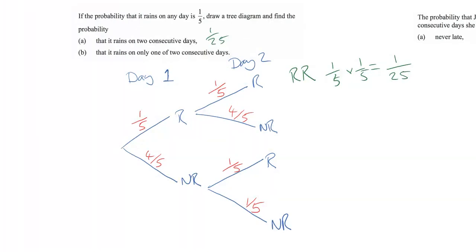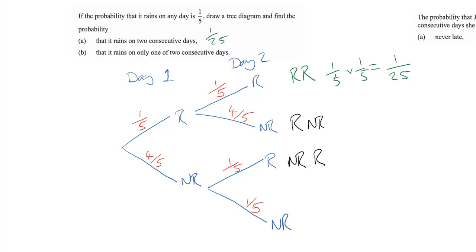Right, let's have a look at part B, and it rains on only one of 2 consecutive days. Now, it doesn't state the order there, so we need to consider 2 possibilities here, that it rains on the first day and doesn't rain on the second day, or that it doesn't rain on the first day, but it does rain on the second day. So we're going to need to consider 2 different branches of our tree diagram.